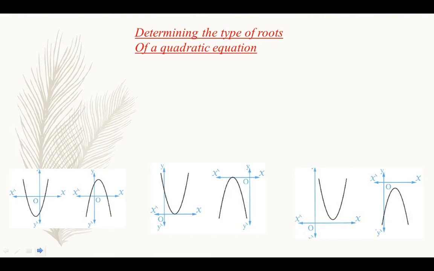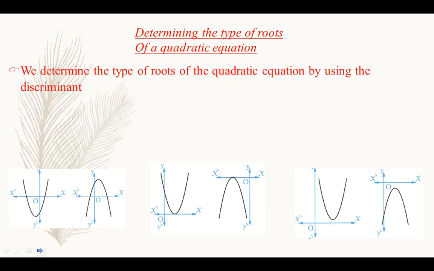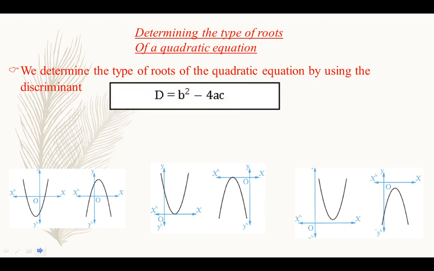Today we are going to talk about determining the types of roots of the quadratic equation. What are the types of roots of a quadratic equation? We determine the types of roots by using the discriminant. So today our lesson depends on finding the discriminant. What is the discriminant? The discriminant is b power 2 minus 4ac. This is what we call the discriminant.